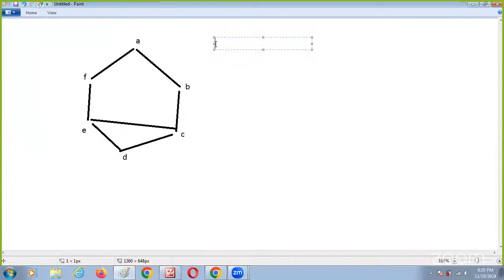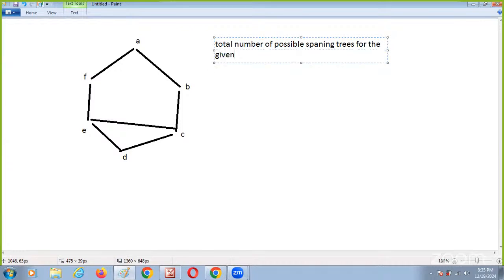Total number of possible spanning trees for the given graph. For the given graph, tell me.